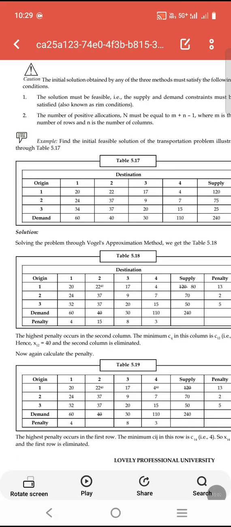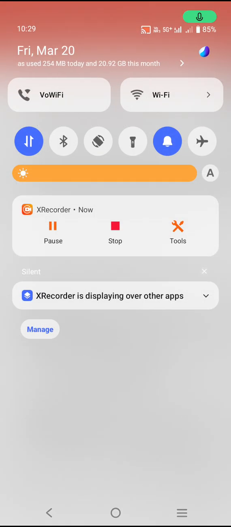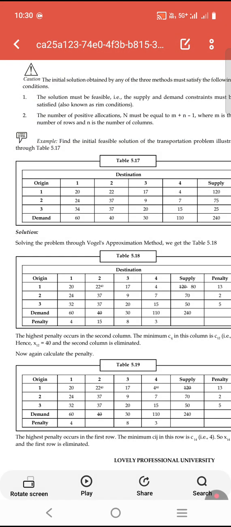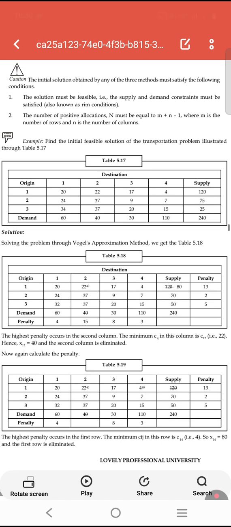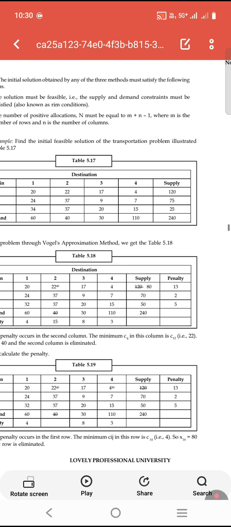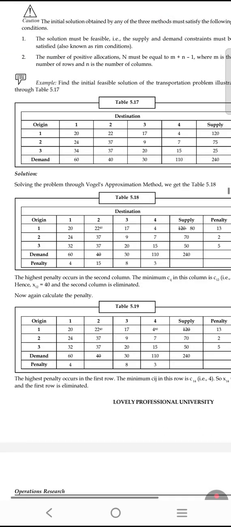Good morning. In the last lecture we saw the algorithm for finding the initial basic feasible solution of the transportation problem by the VAM method. In that lecture we solved a numerical example by the VAM method, that is, we found the initial basic feasible solution of the transportation problem.